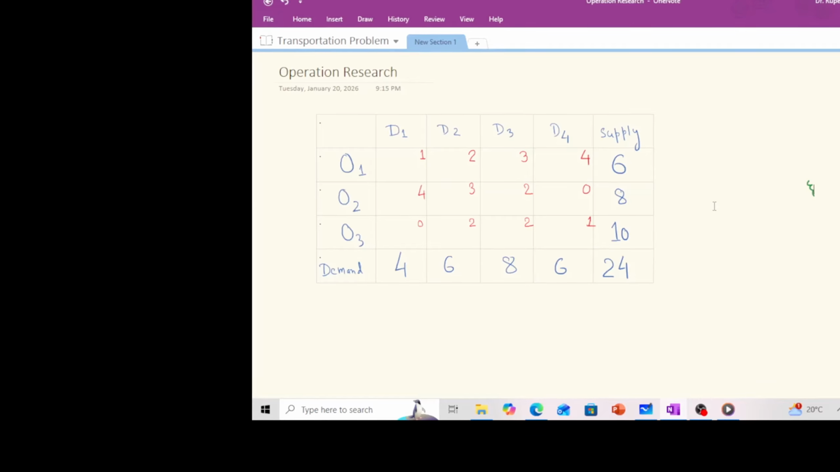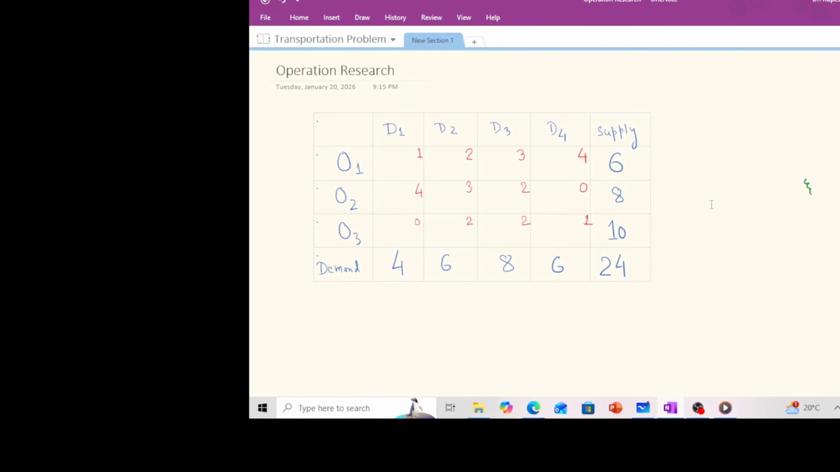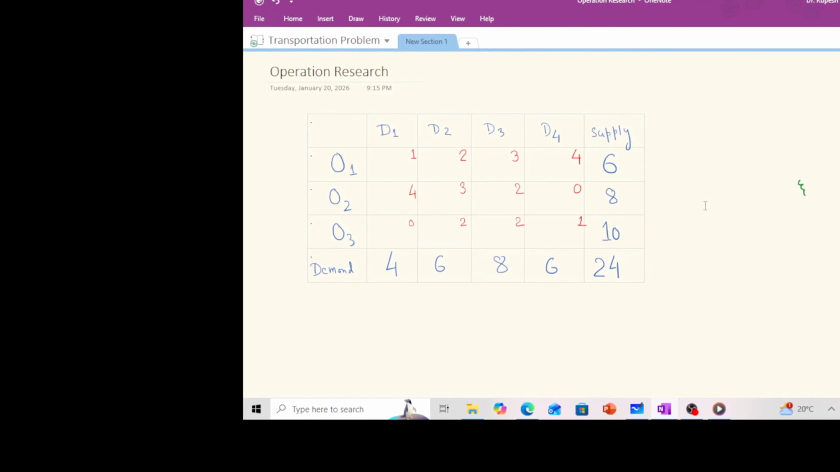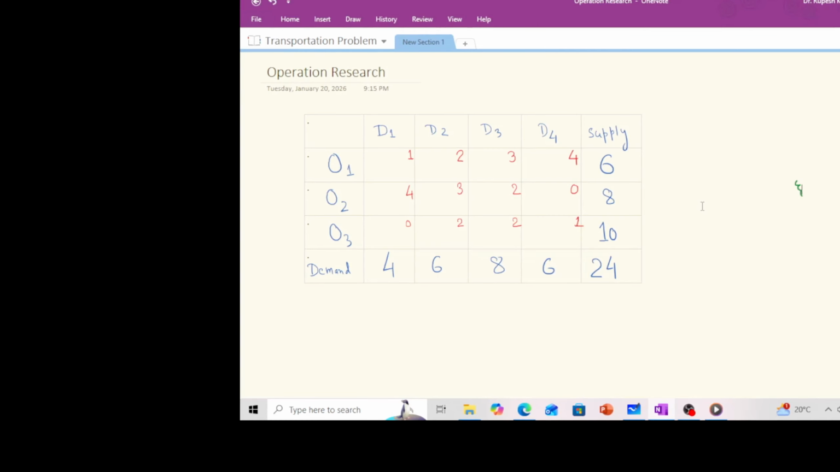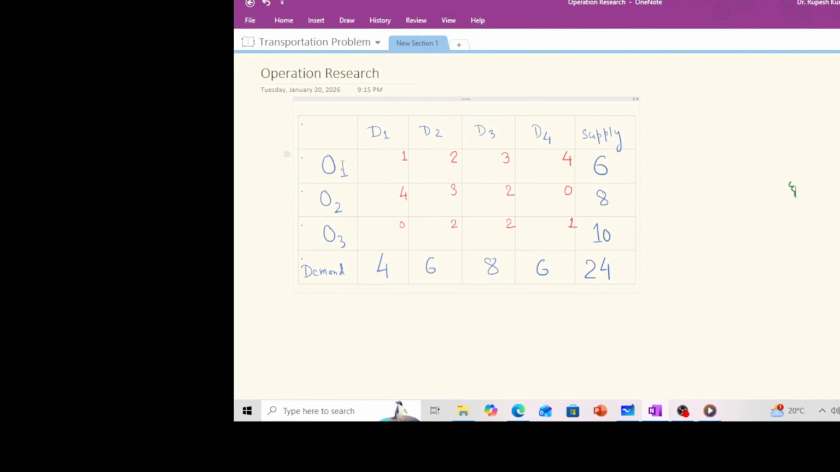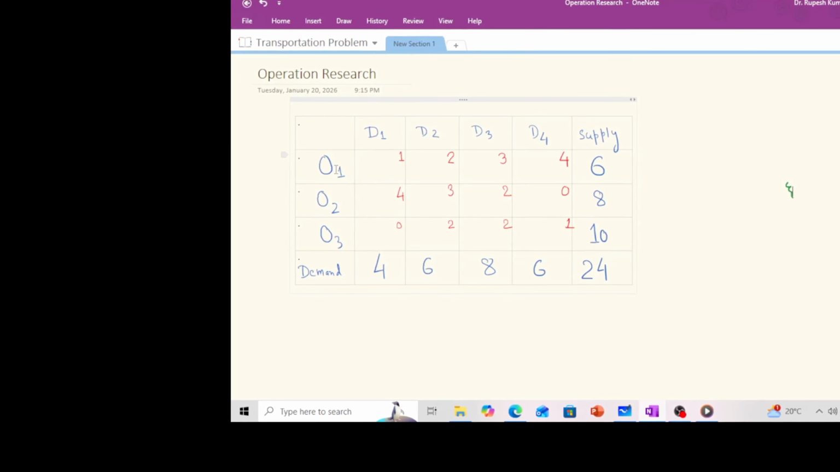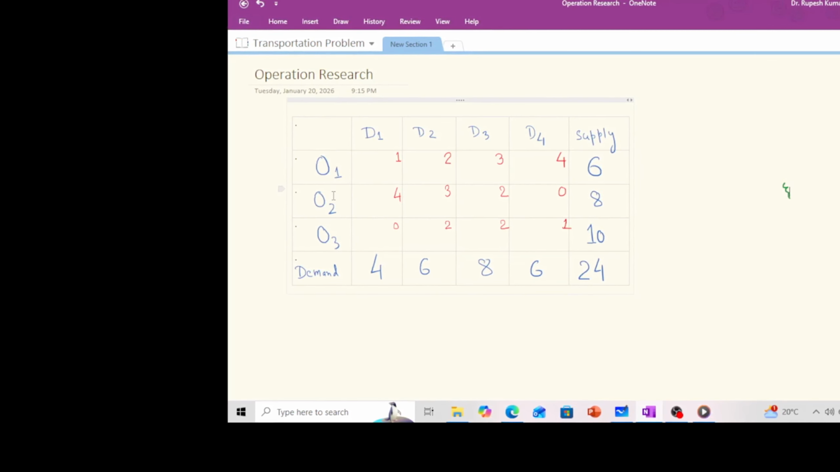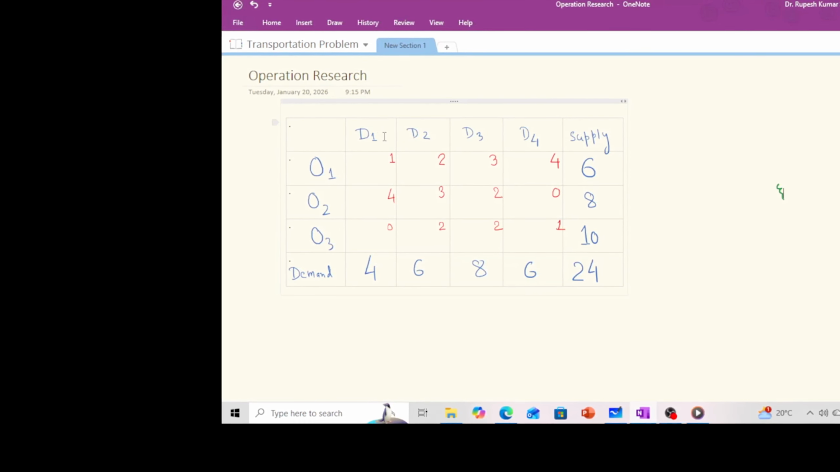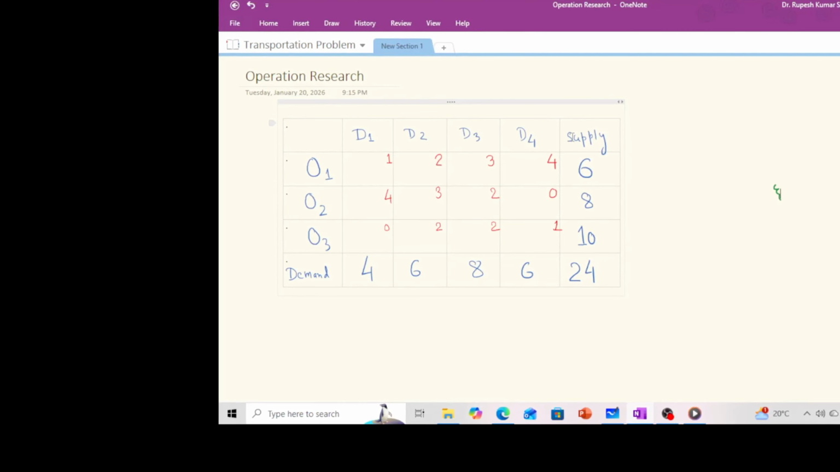Hello and welcome. Today in this tutorial, I am going to discuss the transportation problem from operations research. Here is the problem on your screen. We have three different origins, that is O1, O2 and O3, and we have four destinations. They are D1, D2, D3 and D4.